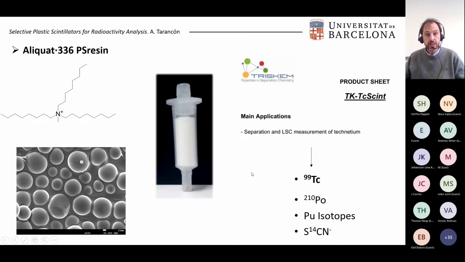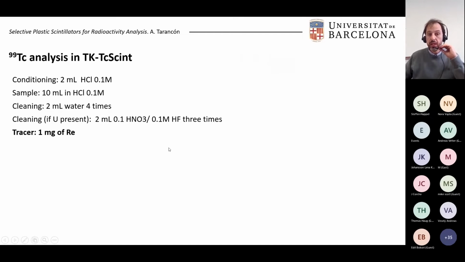So for the case of technetium 99, this is the typical separation scheme with a conditioning of the plastic scintillation resin with hydrochloric acid 0.1 molar, loading of the sample in the same medium, 10 milliliters or higher, because it has a high breakthrough volume, and then cleaning with just water, or even cleaning with nitric acid and hydrofluoric acid if uranium is maybe present in the sample. For this separation, we use rhenium as a tracer of the separation, as there is no stable element of technetium.